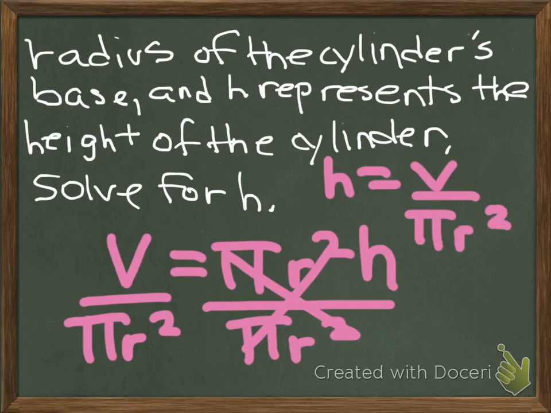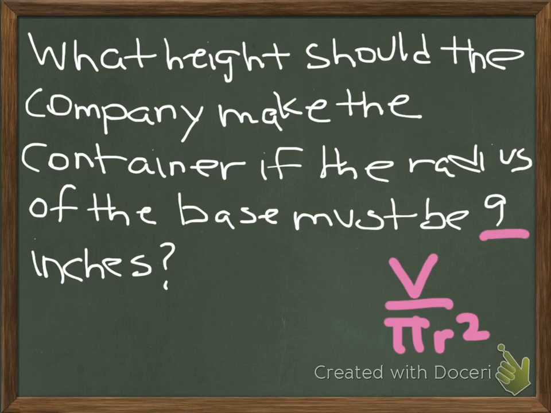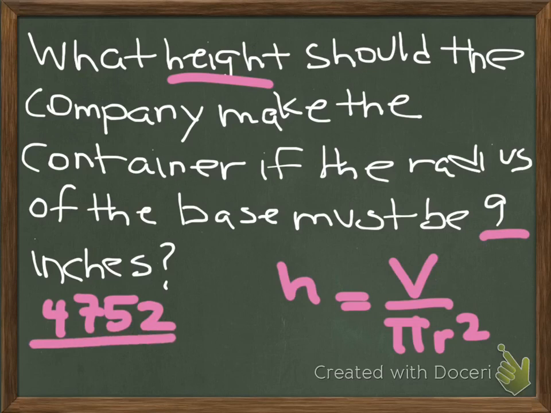Now it needs more information here, so it gives us the volume is 4752. And then we have here that it gives us the radius is 9, and we need to solve for h, the height. So we need to plug in the 4752 for v, volume, over pi, and then we have 9 for our r. So we have 9 squared.